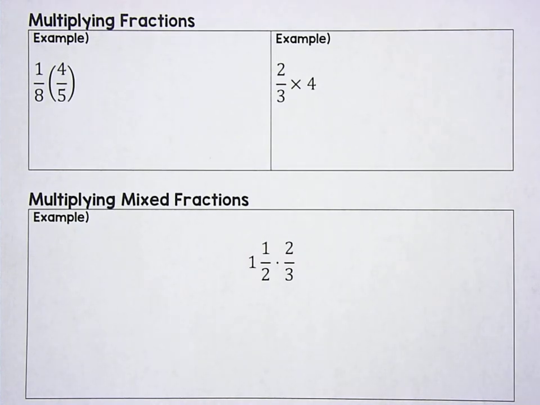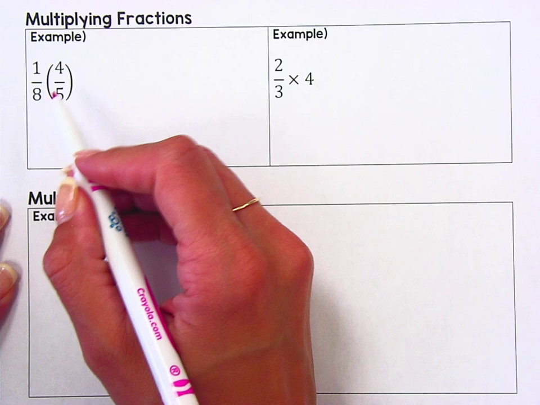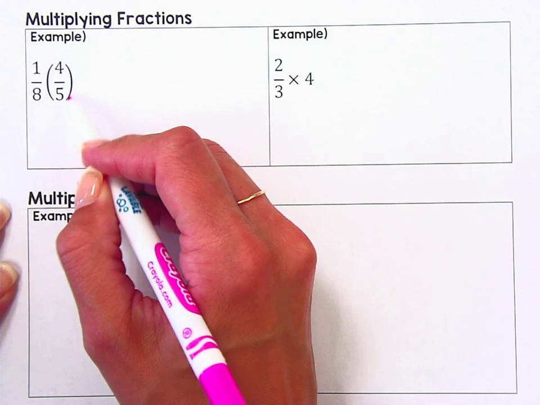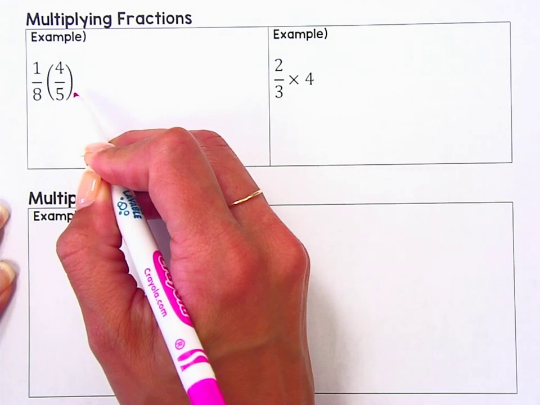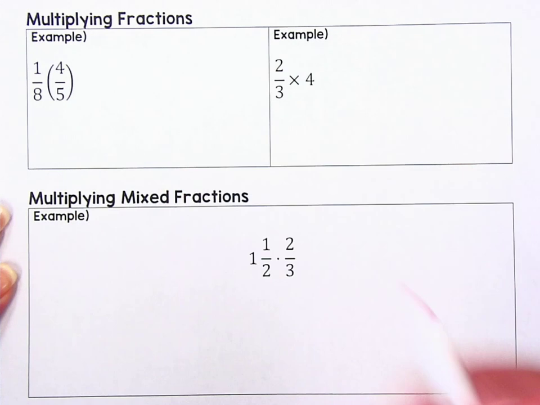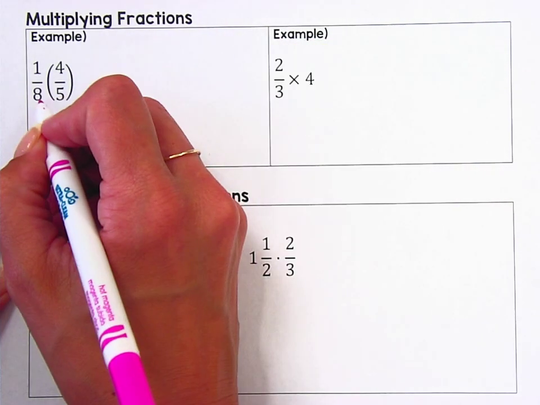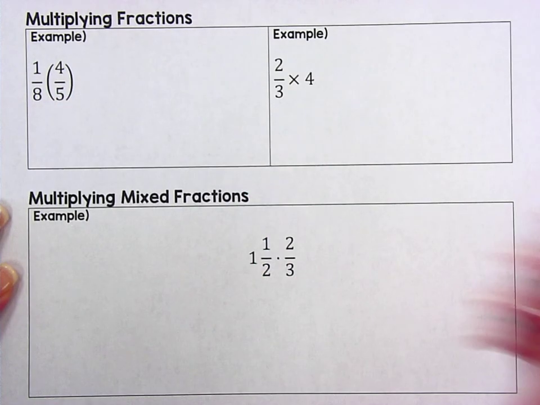We're going to take a look at multiplying fractions today. Multiplying fractions is pretty simple in the sense that all we need to do is multiply our numerators and multiply our denominators and simplify our answer if possible. So whenever we see a number directly next to parentheses without any symbol between them, we know this means that we need to multiply. So in this case, we're really looking at 1/8 times 4/5.